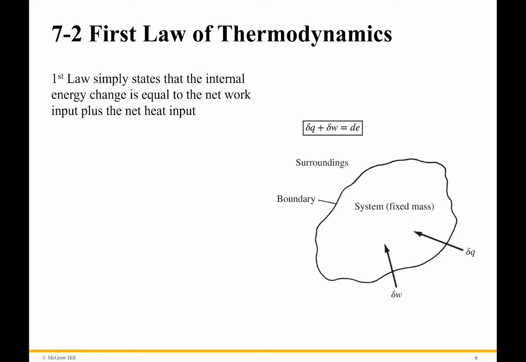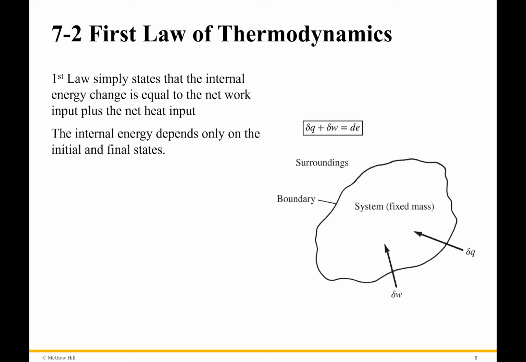So first law simply says that my internal energy change is equal to my net work input plus the net heat input, and usually these are going in the opposite directions. Usually I might have work input and then heat output, or heat input and then work output, one or the other, but the difference between those two is going to lead to my change in internal energy.